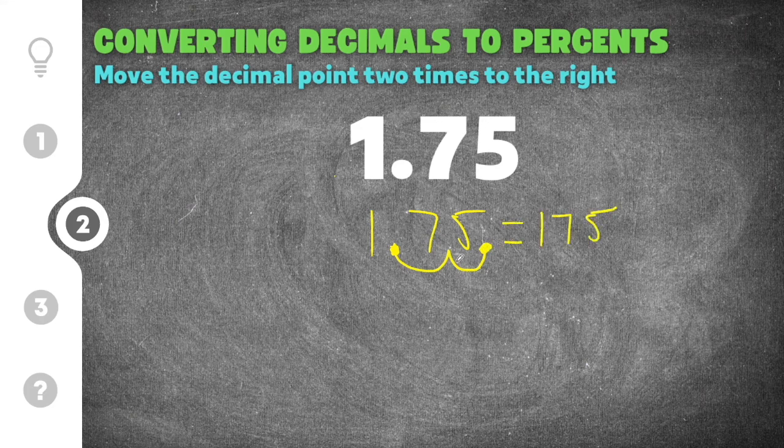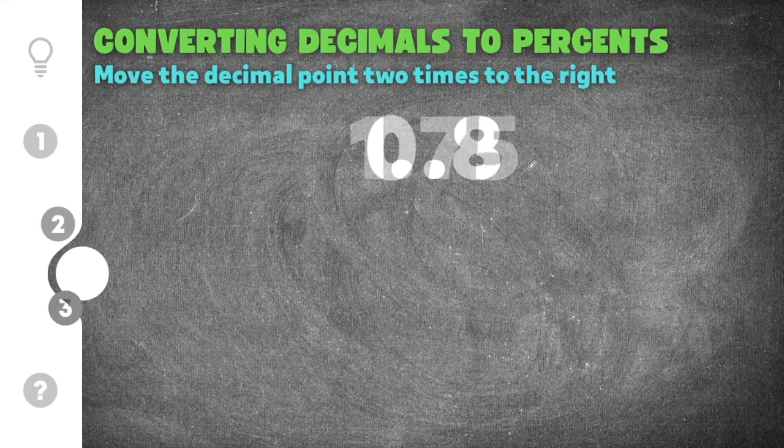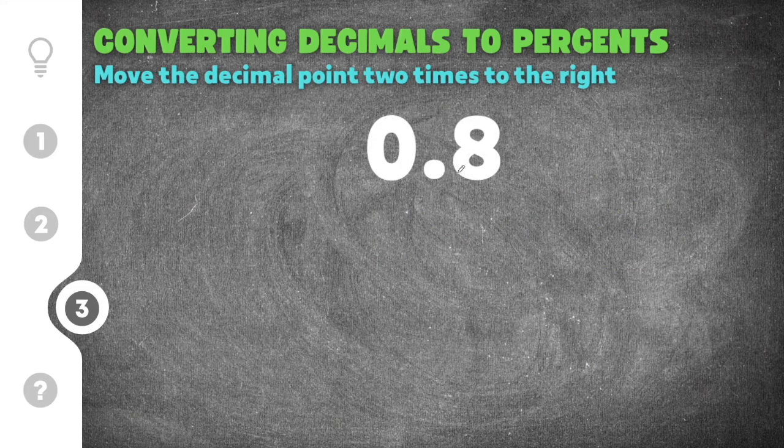175. And because I multiplied by 100, I can show that it is now a percent by adding the percentage symbol. So the decimal 1.75, when it's converted to a percent, is 175%. Finally, the last practice problem gives us 0.8 as our decimal.